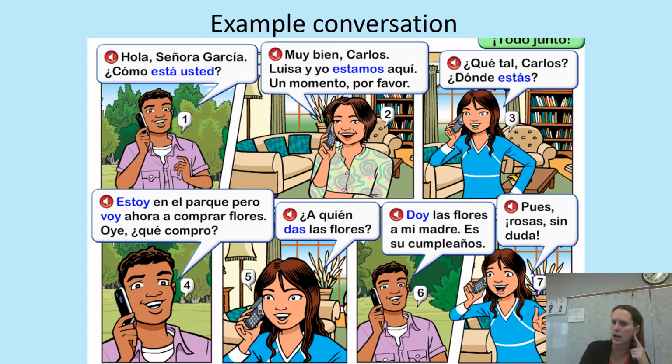Okay, so Luisa thinks for a second. ¿A quiénes das las flores? Or ¿a quién das las flores? Okay, who are you giving the flowers to? ¿A quién? To whom? Notice the das, you give. Doy las flores a mi madre. Es su cumpleaños. Okay, mom's getting the flowers for her birthday. So, doy las flores a mi madre. O pues, rosas, sin duda, without a doubt, you should give her roses. Okay, but notice, again, forms of dar, forms of estar, and ir in these examples.